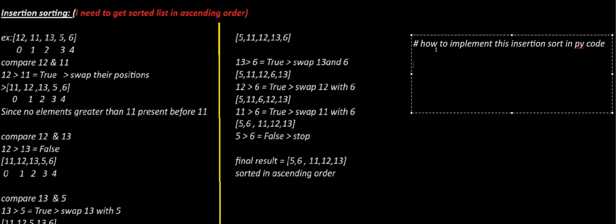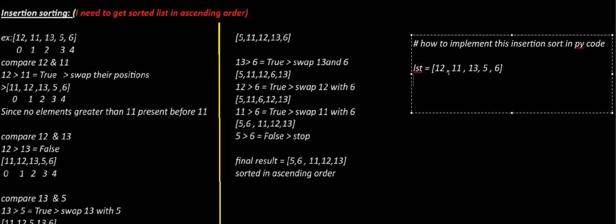First, what I need is a list. Let me store it in a variable L, or you can even write LST for recognizing the list. Let me write the values in it. In this example, I am taking the same values: 12, 11, 13, 5 and 6. Finally, I need this list to be sorted.